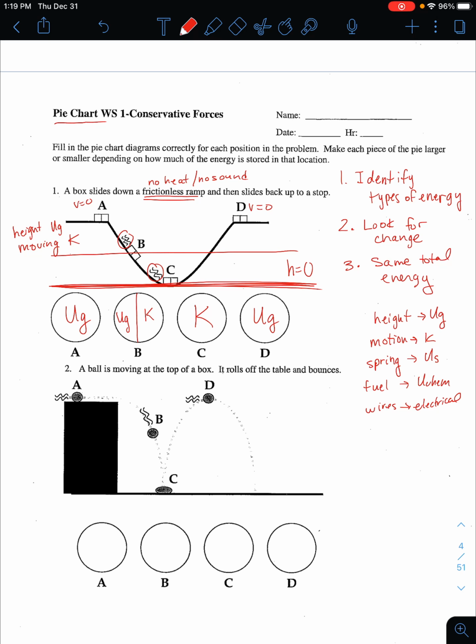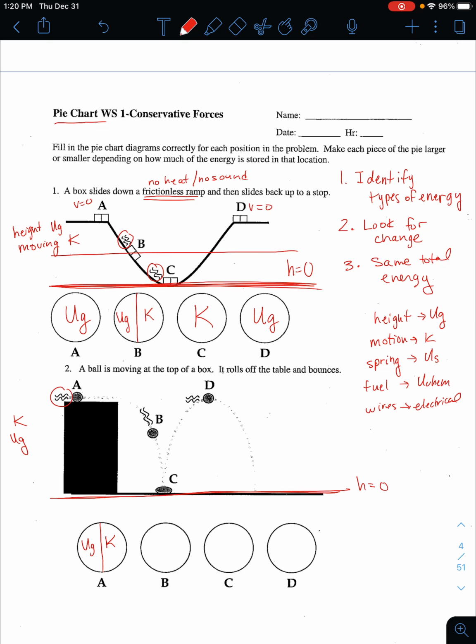Let's do number 2. At location A, I see that it's moving, so I see that there's kinetic energy. It's also above the very lowest point. I'm going to call location C a height of 0, so I'm going to see that there's gravitational energy. And so when I look at A, I see that it has both kinetic and gravitational. I'm just going to start off by saying, all right, half of it's gravitational and half of it's kinetic.